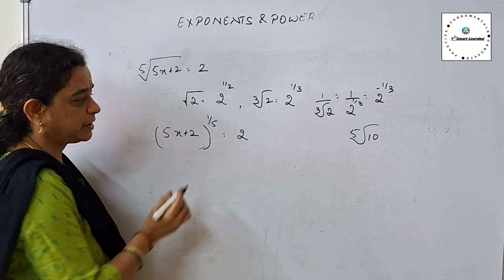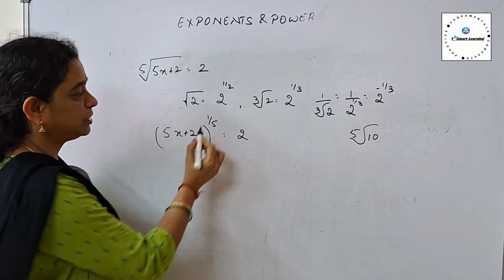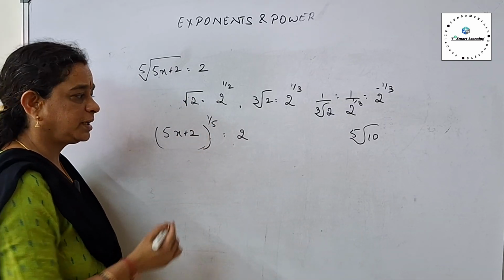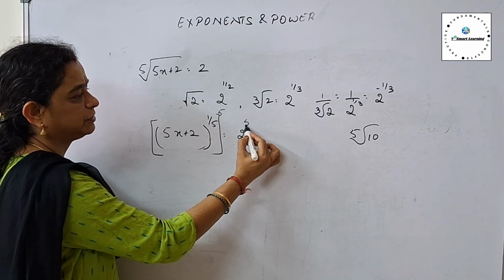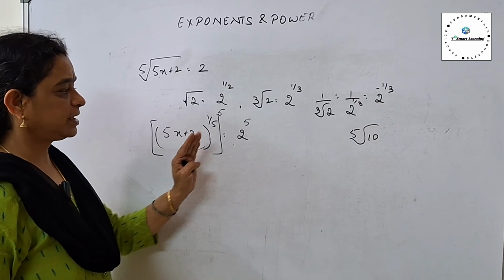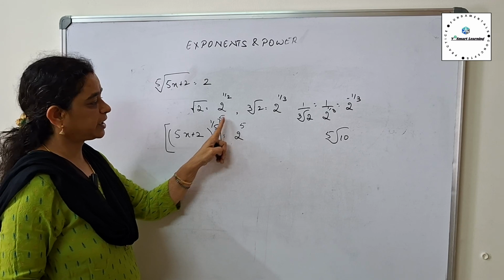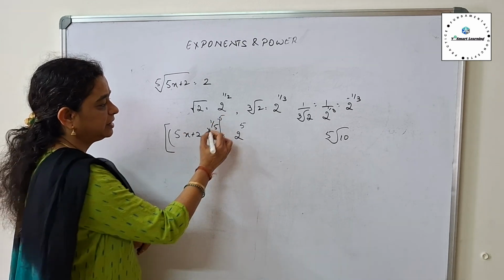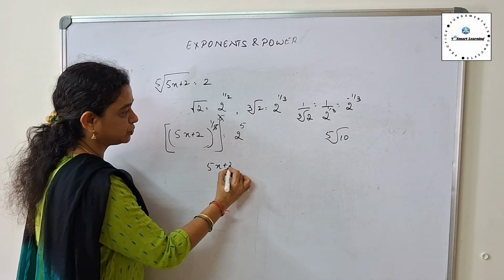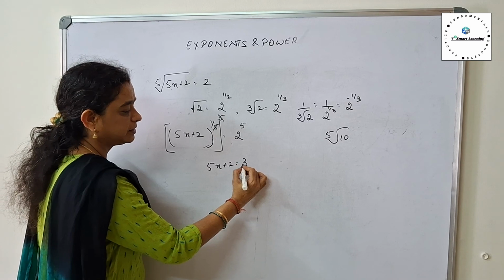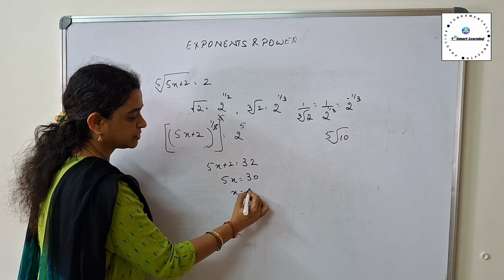How do I eliminate this power? This 1 by 5 should get cancelled with another 5. How do I do that? I can raise both sides to the power of 5. Whatever I do on the left hand side, I do the same thing on the right hand side. I raise both sides to the power of 5 so that this 1 by 5 and 5 get cancelled. And I get 5x plus 2 is equal to, what is 2 power 5? 32. So 5x is equal to 30, x is equal to 6.